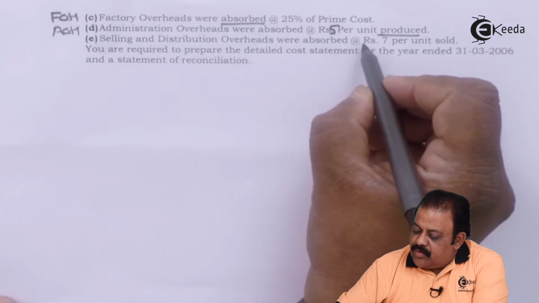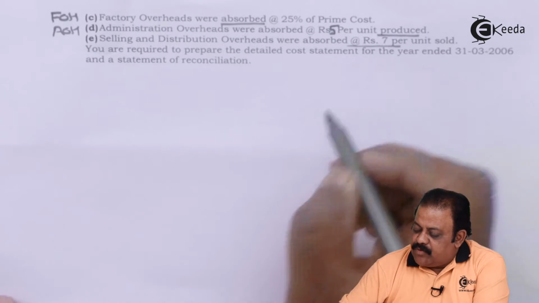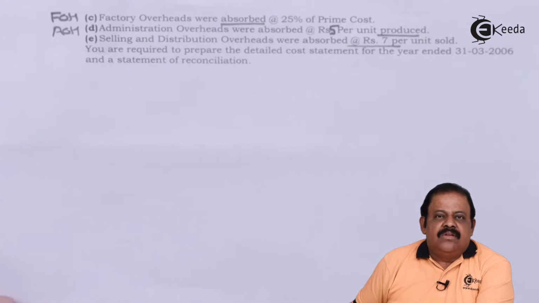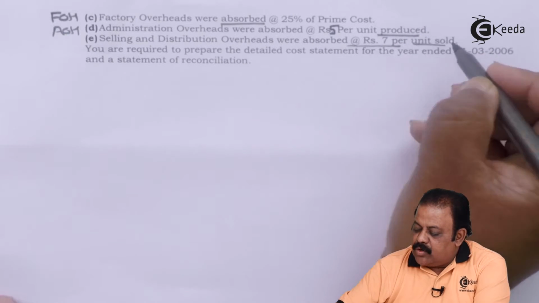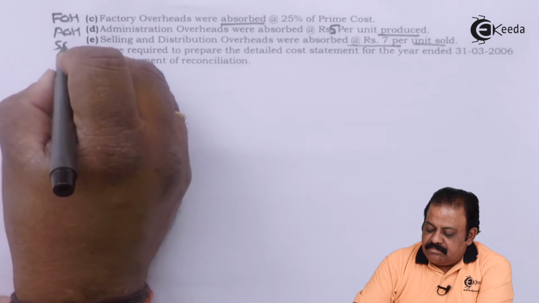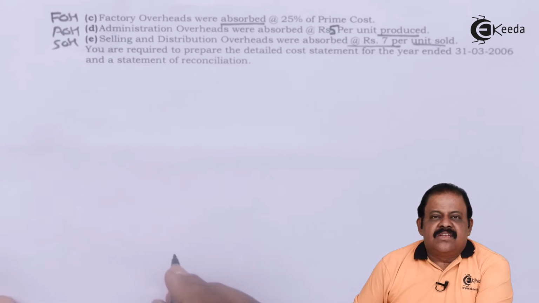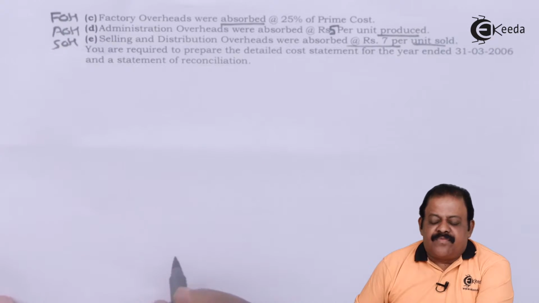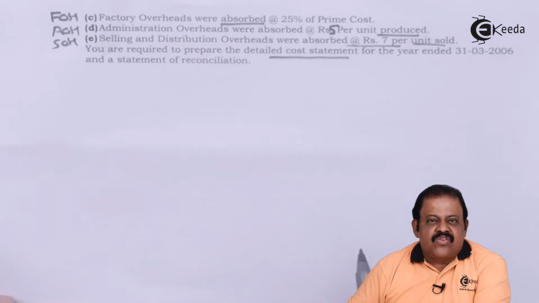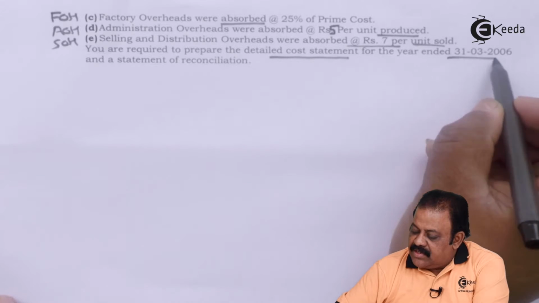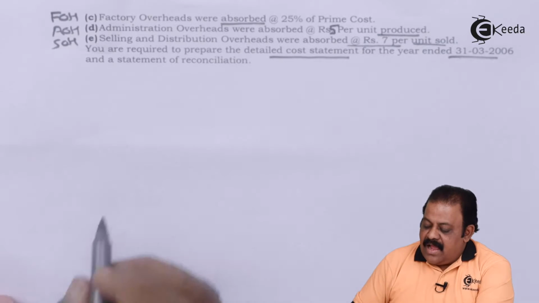Selling and distribution overheads were absorbed at the rate of rupees 7 per unit sold. So we are required to consider number of units sold to charge selling and distribution overheads per unit rupees 7. This information is relevant for preparation of cost sheet. You are required to prepare detailed cost statement, that is cost sheet, for the year ended 31st March 2006 and statement of reconciliation.